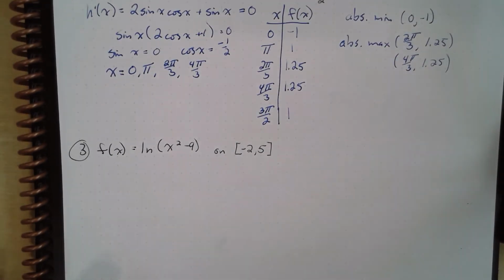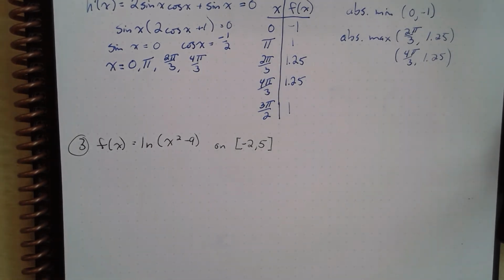Okay, let's do one more, our final example. f of x is equal to the natural log of x squared minus 9 on negative 2 to 5. Can we use the extreme value theorem to find our minimum and maximum here? Well, take a moment and think about this. Pause for a second. Okay, hopefully you've come back and thought about it.